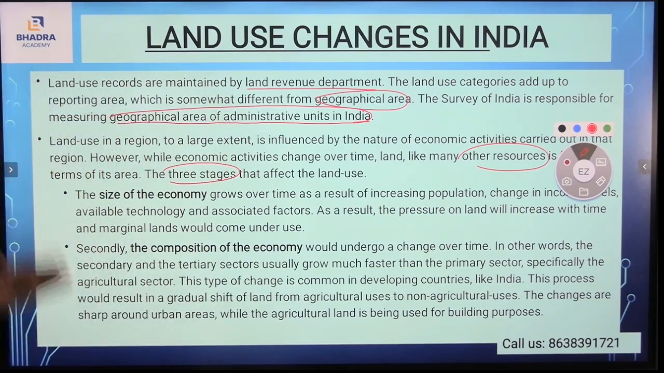Secondly, the composition of the economy would undergo a change over time. In other words, the secondary and tertiary sectors usually grow much faster than the primary sector, specifically the agricultural sector. This type of change is common in developing countries like India. This process would result in a gradual shift of land from agricultural uses to non-agricultural uses. The changes are sharp around urban areas, while the agricultural land is being used for building purposes.